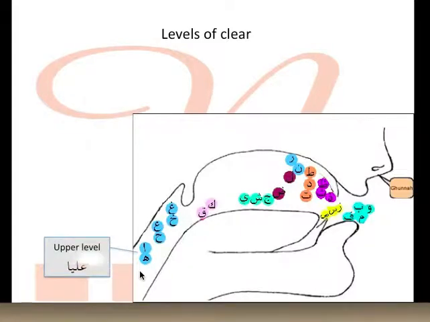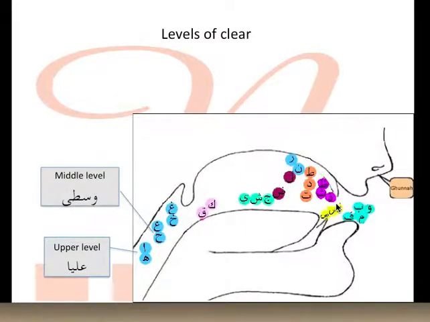Now let's see the levels. The first level is the ulya, the upper level. This one, hamza and ha. Why do we call it ulya? Ulya means the upper, the most. Why? Because the distance between the point of articulation of the ha and hamza, and the point of articulation of the noon, which is the tip of the tongue, is the longest distance.